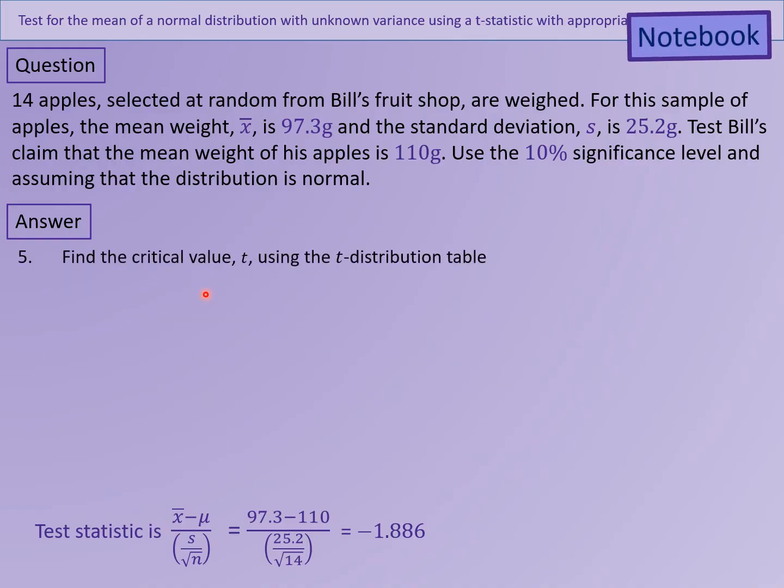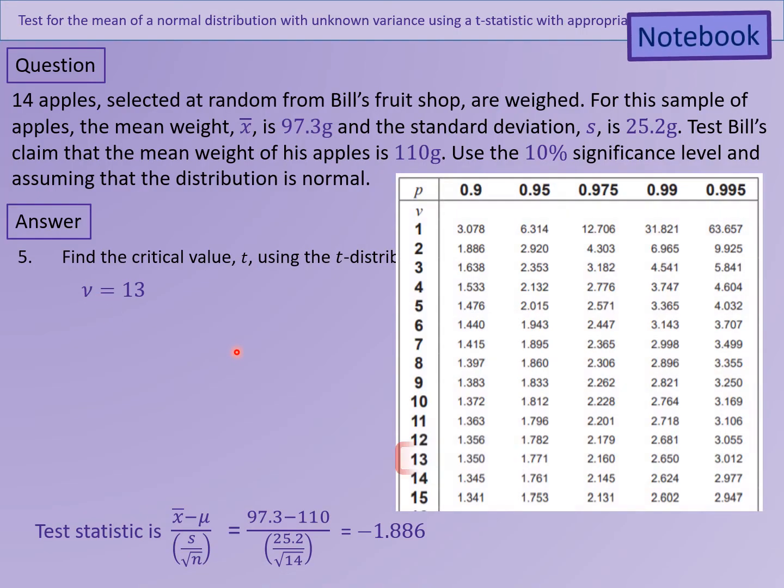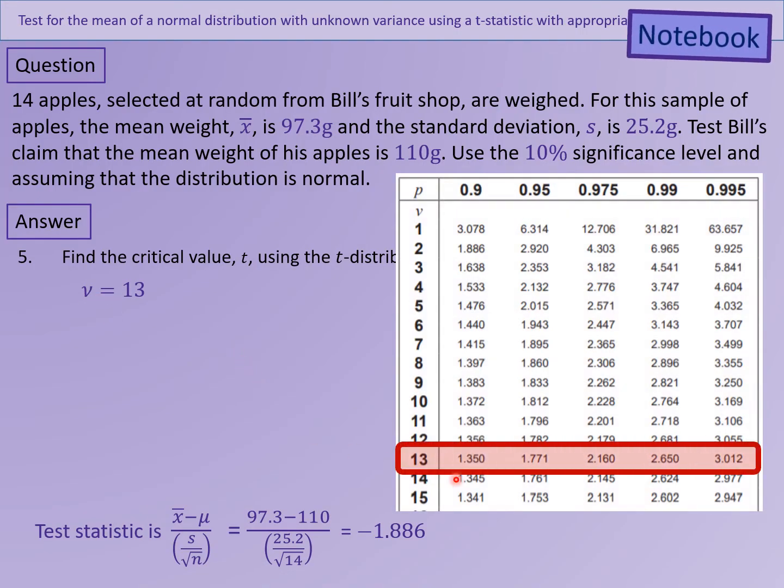Okay, so let's figure out if we've got the critical value or not. So we're going for the t-distribution table because I've recognised that we're using a sample. And once I've gone to my t-distribution table, I know I'm going to be using a new value of 13. So make a nice note of that. 14 apples, n minus 1 gets me my new value of 13. So then I can find that on the table.